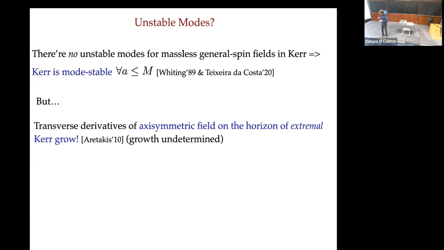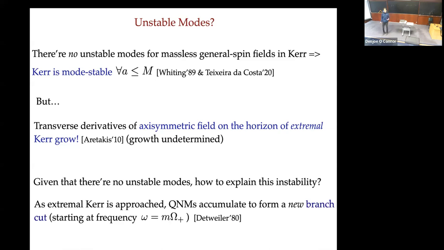However, it was shown by Stefanos Aretakis in 2010 that if you look at the event horizon of extremal Kerr, derivatives of the field perpendicular to the horizon grow in time. It's the so-called Aretakis instability. He could not determine the growth, and he only did it for axisymmetric perturbations. Now, how could there be an instability if there are no unstable modes? That comes about due to some insight from results that Steve Detweiler got in 1980.